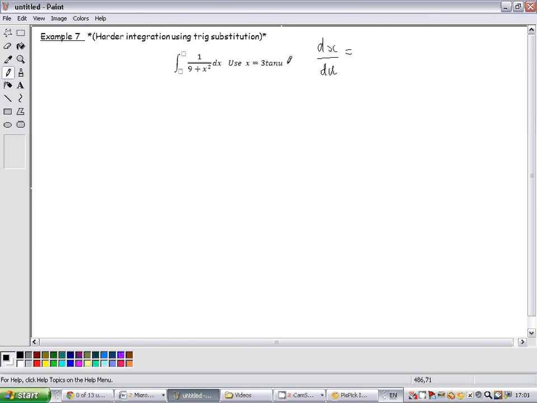X is in terms of u. If you differentiate tan, you get sec squared, and so dx can be written as 3 sec squared u du.